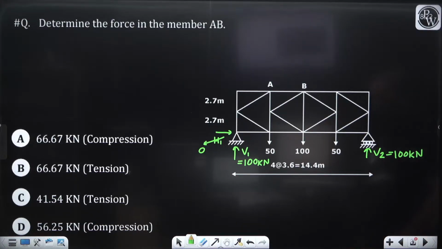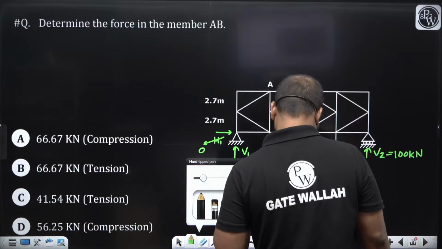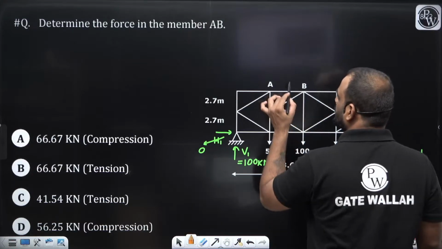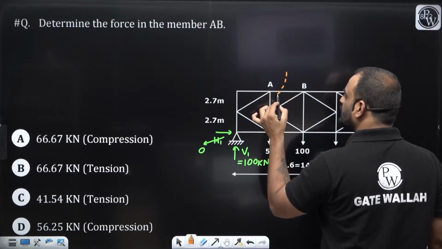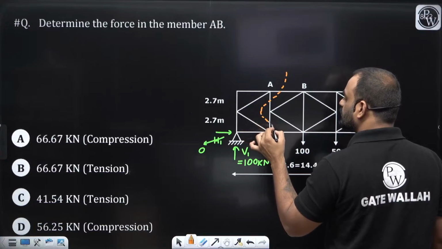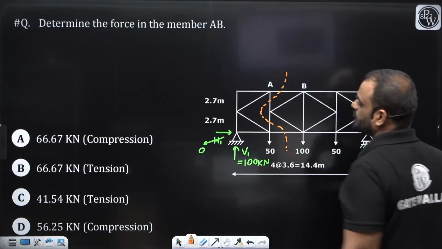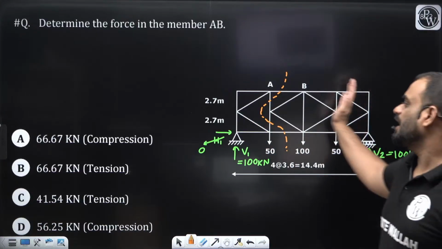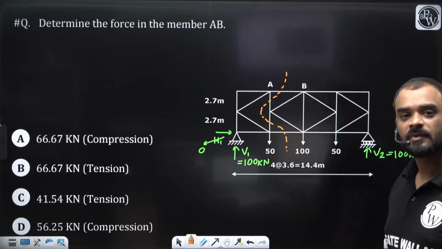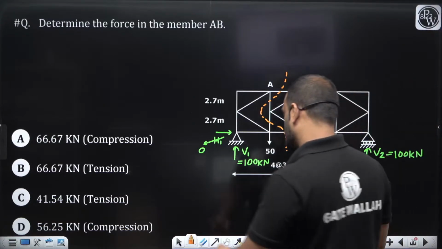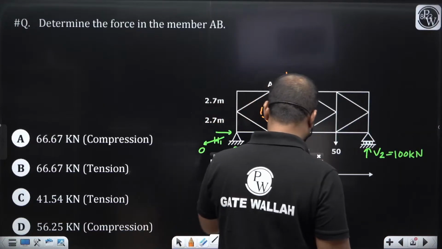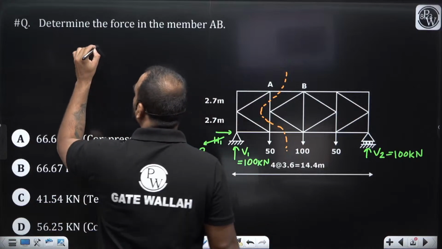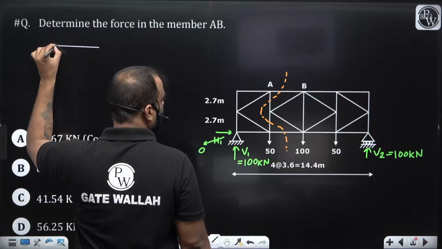Okay, sir. Now, guys, what we will do, we'll take a section. We'll try to cut a section like this, and consider the left part of the structure. Let me draw it separately so that you can understand it very well.